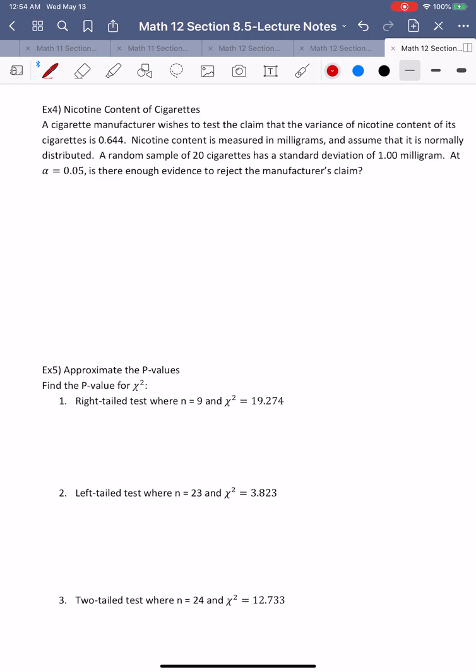So yeah, space not big enough, so let's try my best. Okay, so H0 is the variance that we are using here, right? So it is 0.644, and the alternative hypothesis is going to be different. So the variance is not the same as 0.644. So the alpha is 0.05 with a two-tail test.